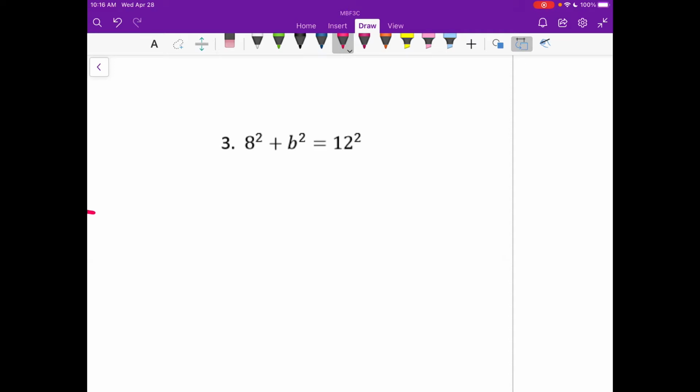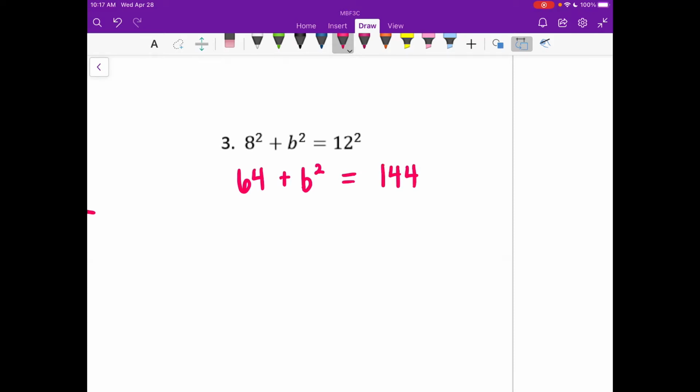All right. So if we have 8 squared, hopefully you paused and tried to solve it by yourself. If we have 8 squared plus b squared equals 12 squared, the first thing you should probably do is just square all the numbers that you need to square and can. So I know that 8 squared is 64. I know that b squared, I don't know what it is. And I know 12 squared is 144.